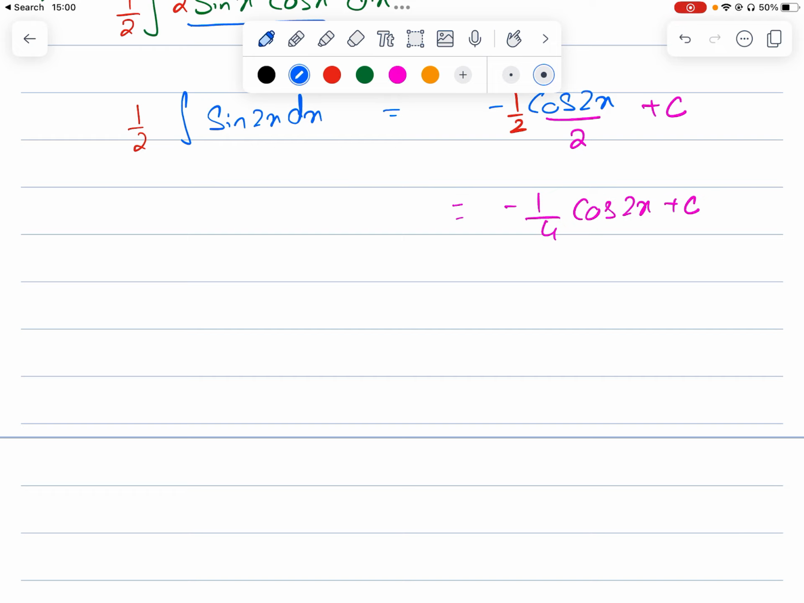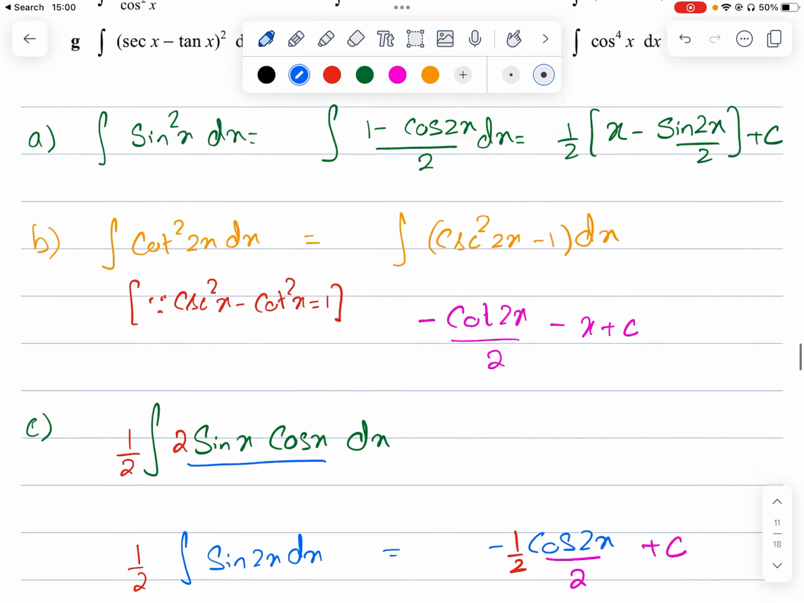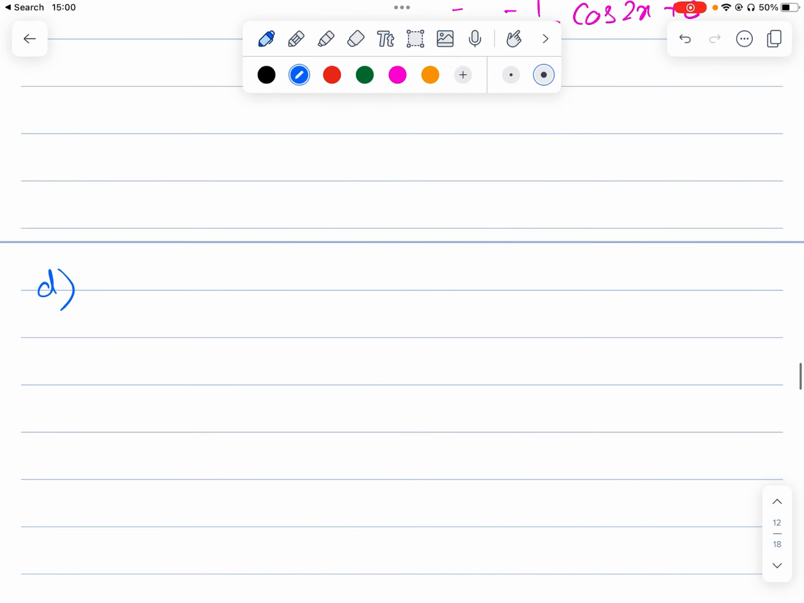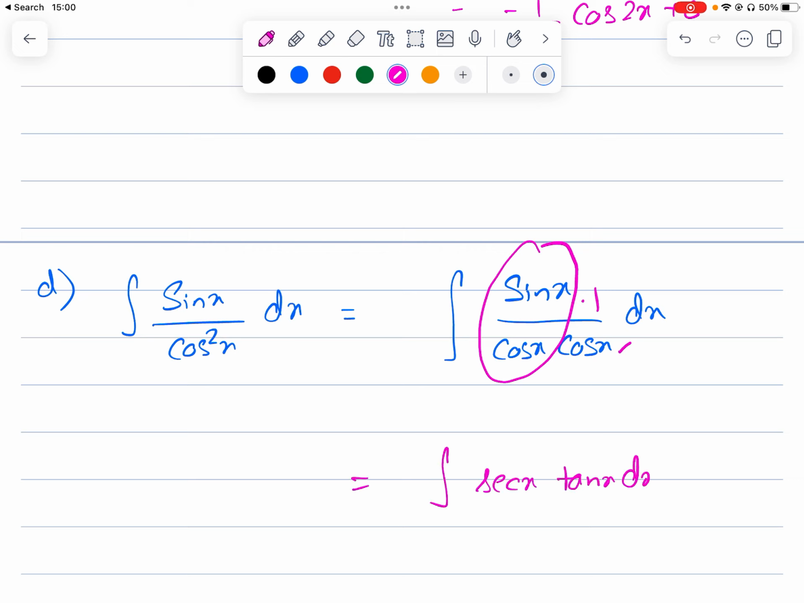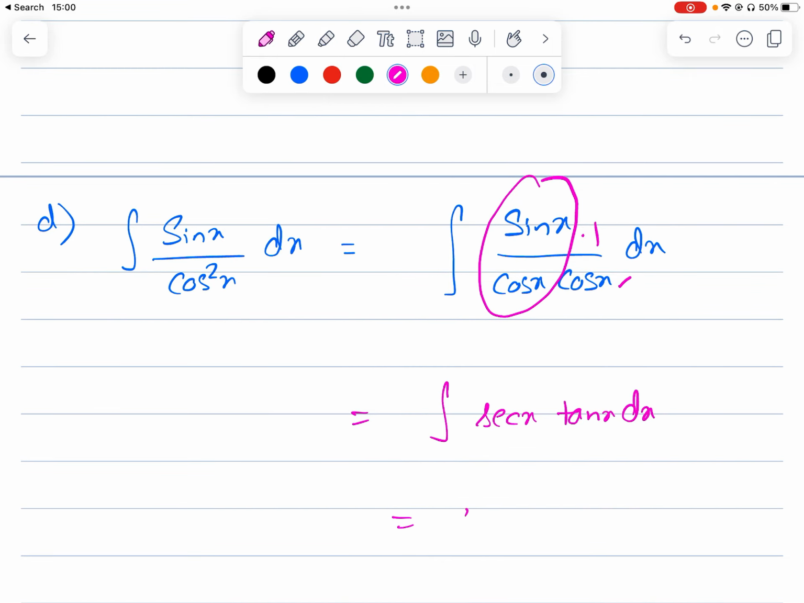Then part D. Integral of sin x upon cos square x. Integral of sin x upon cos square x dx. How can I write that one? Sin x upon cos square x can be written as sin x upon cos x times 1 upon cos x dx. Now sine upon cos will become tan, and 1 upon cos will become secant. So it becomes secant x tan x dx. What is the integral of secant x tan x? It is secant x plus c.